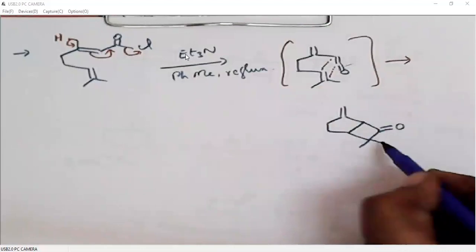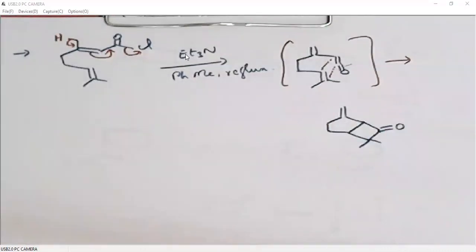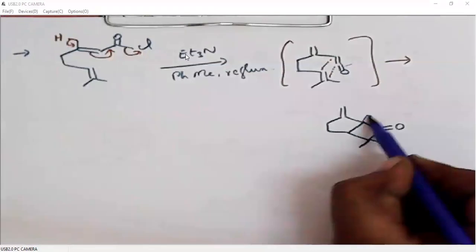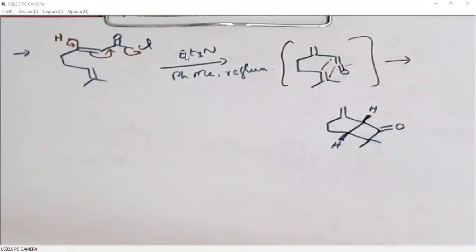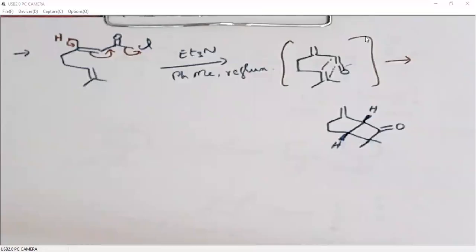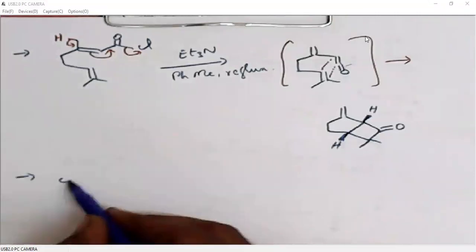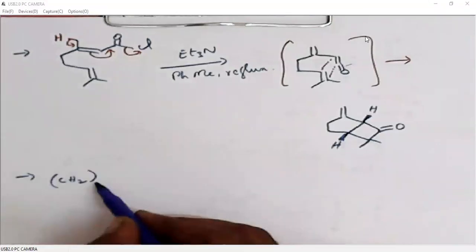This is the product. And here it is always a cis ring junction. And in the next example, we will see one more in situ ketene generation.